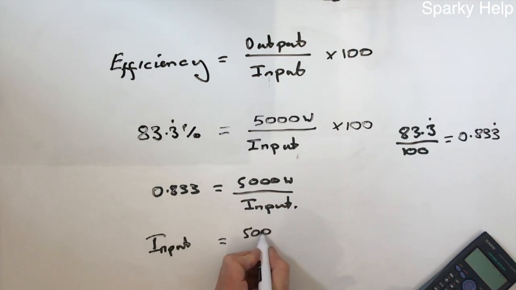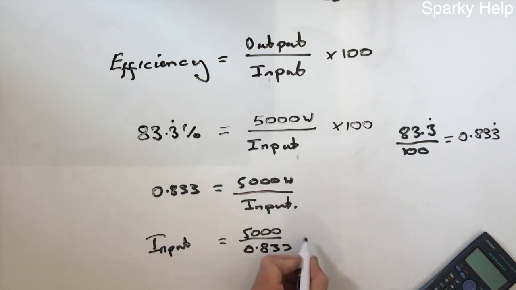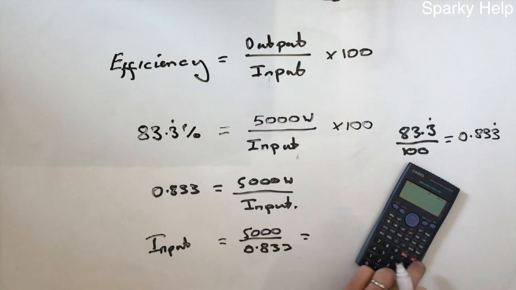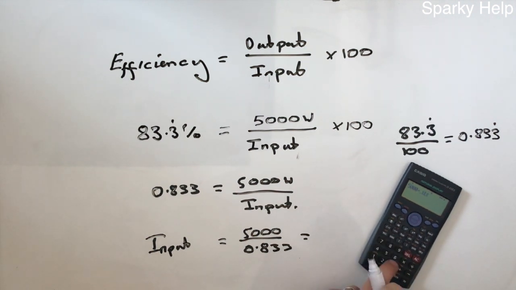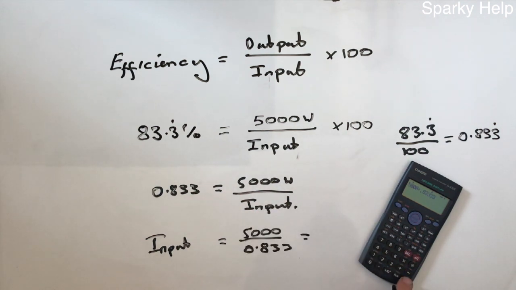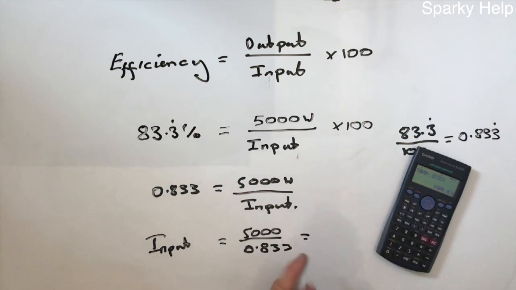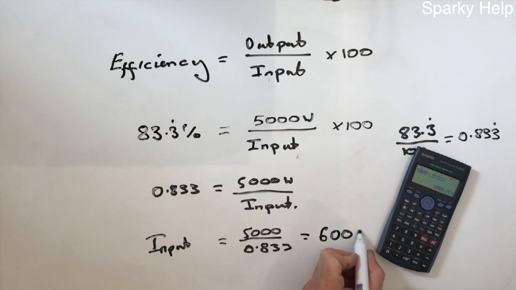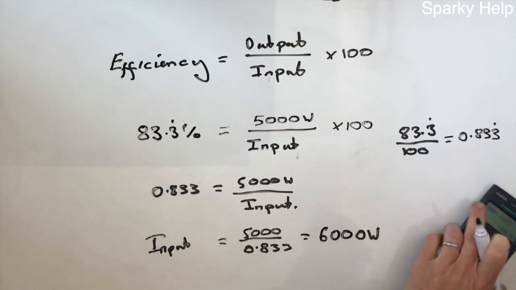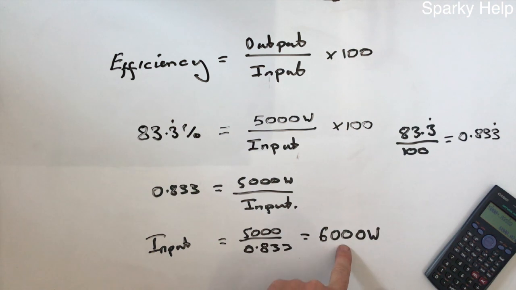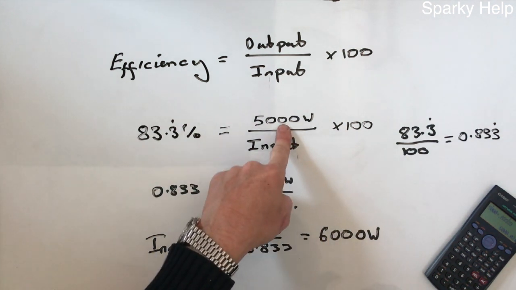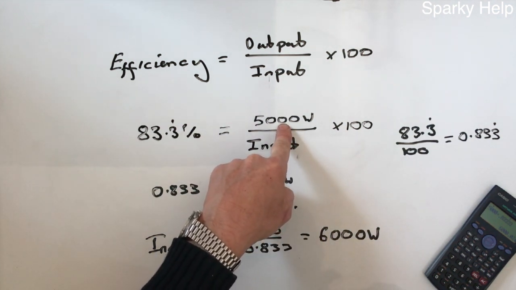input equals 5,000 divided by 0.833 recurring. And if we do that into our calculator, so 5,000 divided by 0.8333 recurring comes to 6,000 watts. So if this was a motor, as most motors are, not 100% efficient, you'd need a 6 kilowatt motor to give out a 5 kilowatt amount of power.